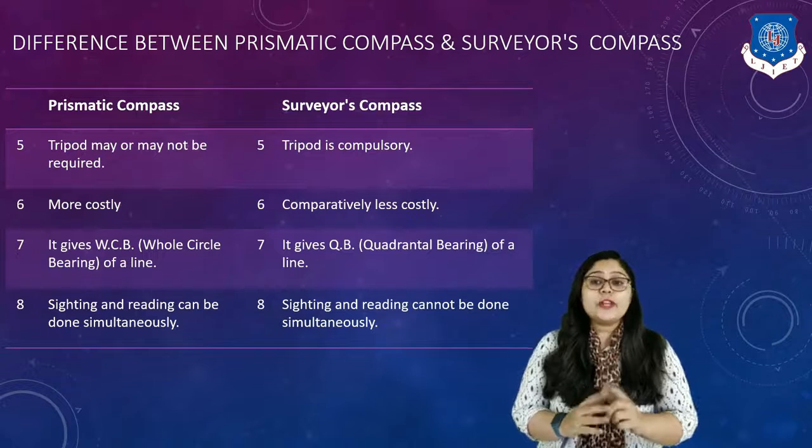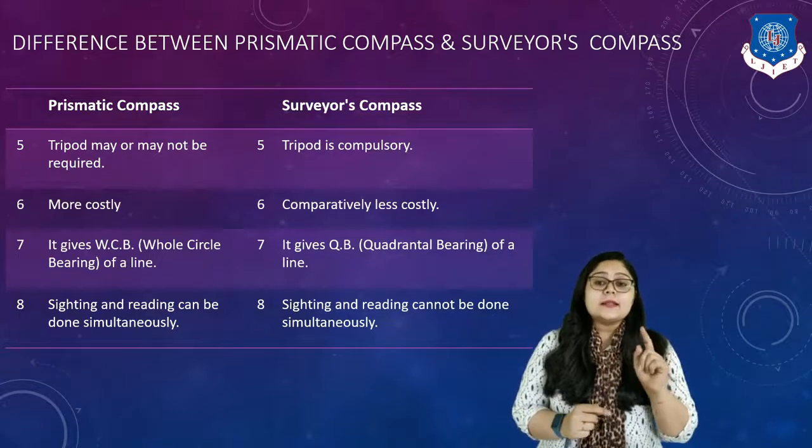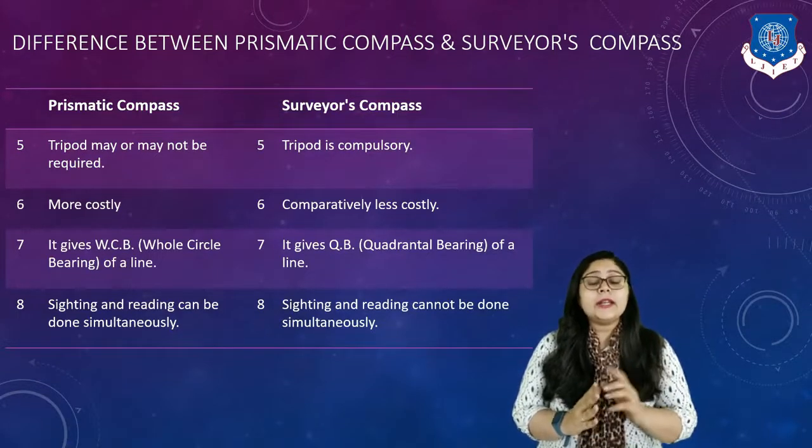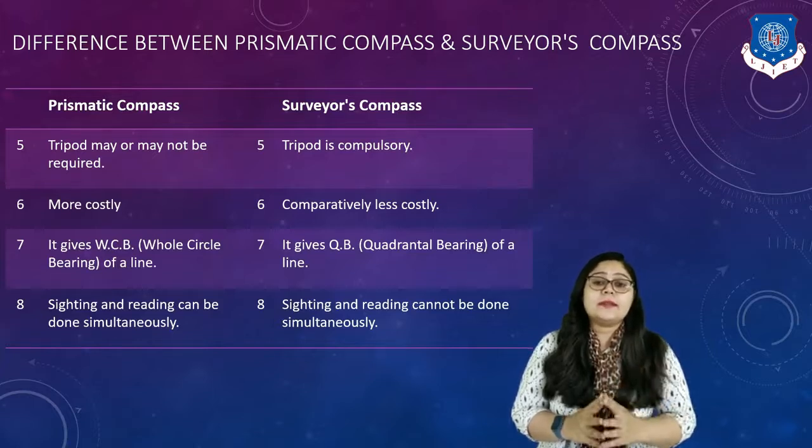And lastly, the difference is that for prismatic compass sighting and reading are done simultaneously, while in surveyor's compass, it cannot be done simultaneously, right?